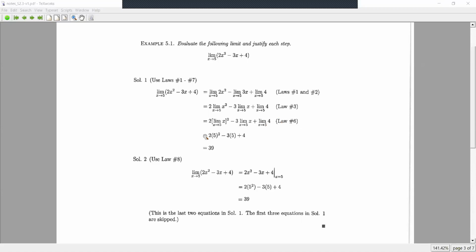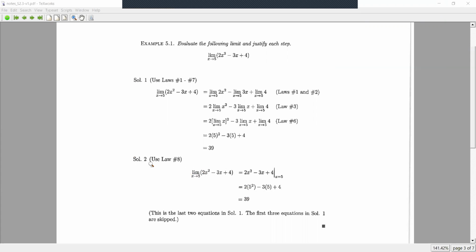Now, with a calculator, we get 39. So, as x approaches the number 5, this polynomial will approach 39. Now, the second solution. In this solution, I use only direct substitution, law number 8. By law number 8, to find this limit, we just need to plug in 5 for x. So this limit is this number. It is 39.